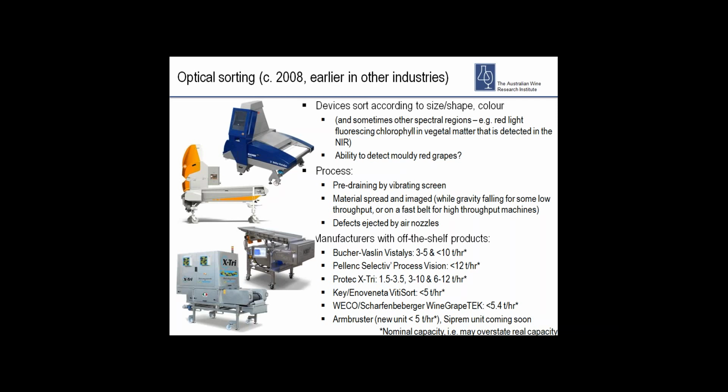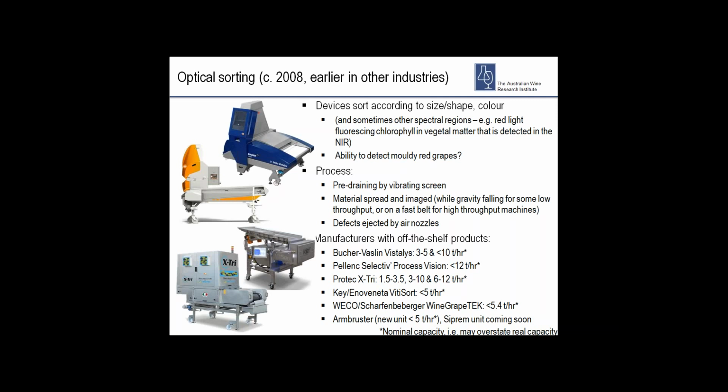For example, some of them use red light that fluoresces chlorophyll in some of the vegetal matter, which is then detected in the NIR. There are differences between the different equipment offered by different manufacturers, but to be honest, I don't have enough first-hand experience with the different devices to know which is better or worse if they all perform reasonably equivalently. I mean, there's obviously a lot of proprietary information in the algorithms and things that they use.